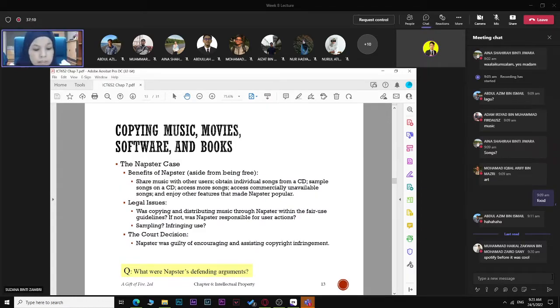Okay, so tadi saya cakap pasal Napster kan. So Napster ada banyak cases, so most of the cases dia kalah sebab dia violate copyright lah, ada copyright infringement. Okay.